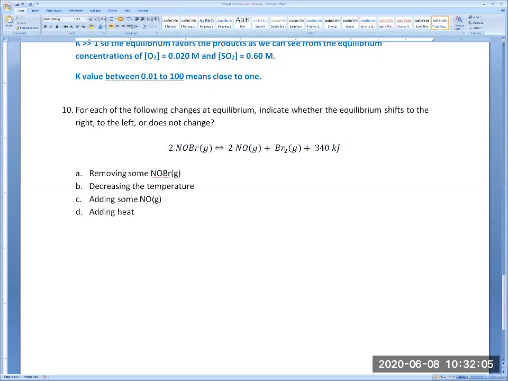So tell me, what does it mean? Is this chemical reaction exothermic or endothermic, when this amount of energy is produced when the reaction goes forward? So is the forward reaction exothermic or endothermic?